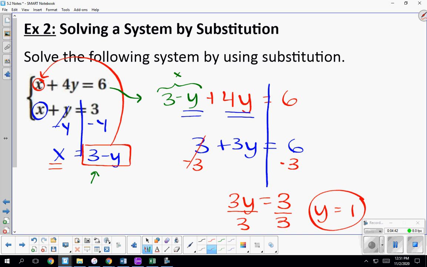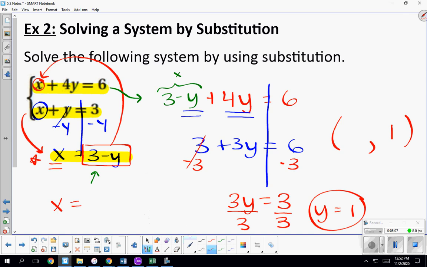Again, just remember, my solutions are ordered pairs. So right now I have my y value. I need to go back and find my x value. And you can plug it into either one of your original equations, or remember, this new equation was equivalent because we just rearranged this bottom equation. So I can plug it into this one if I want.